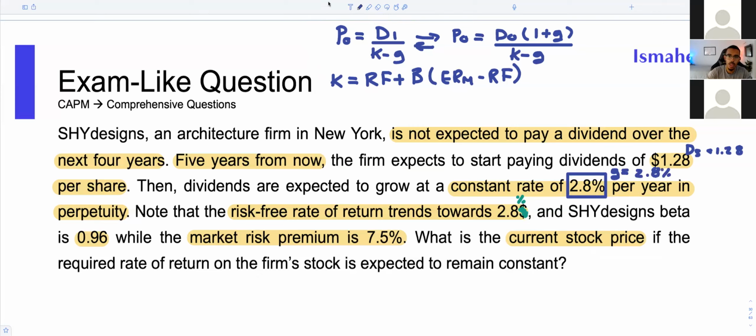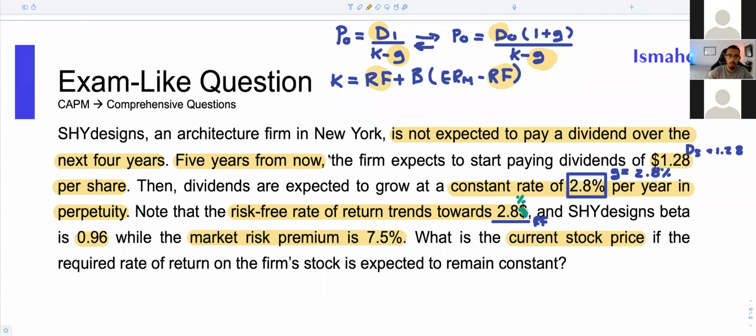So already there, we have some sort of feeling for our G. We know that our D is going to be something around 1.28. Obviously, maybe there's going to be some adjustments with our timeline. We also know that the risk-free rate is 2.8%, right? Right here, we have our risk-free. That's awesome. So we're able to highlight that in our formulas.